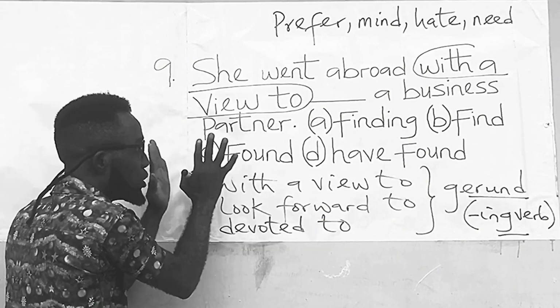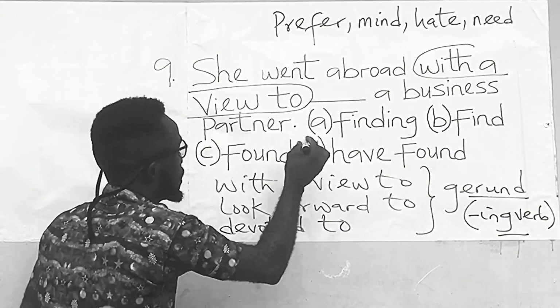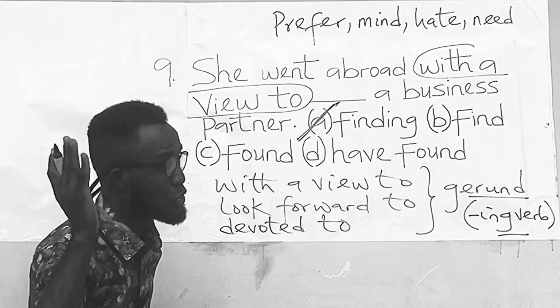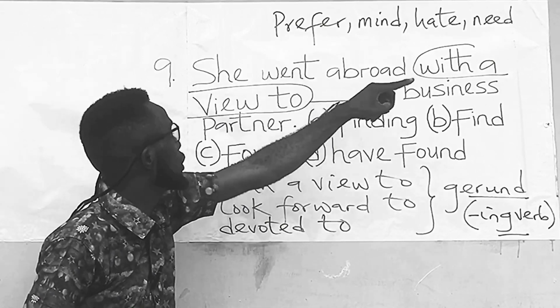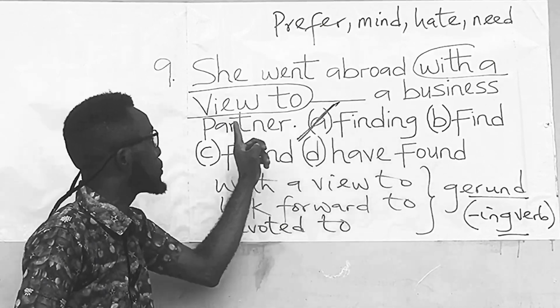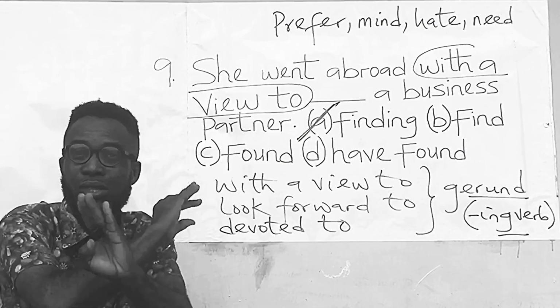So the correct option for this question is option A. So that the question reads, "She went abroad with a view to finding a business partner." I believe this is understood.